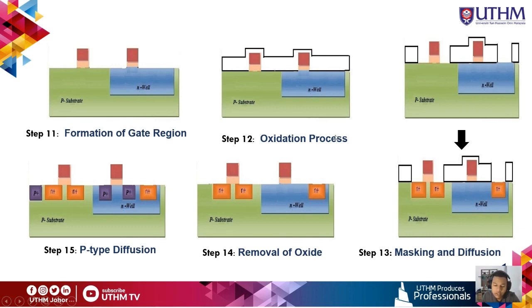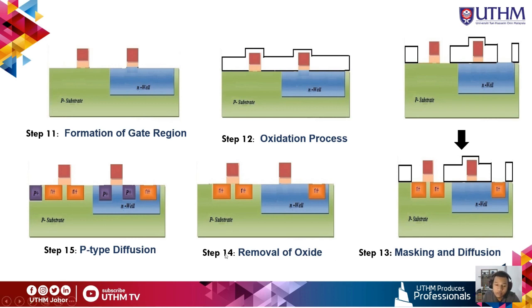Then for step 12, oxidation process. An oxidation layer is deposited over the wafer, which acts as the shield for the extra diffusion and metallization process. Then step 13, masking and diffusion. Creating regions for diffusion of N-type impurities using the masking process. Small gaps are made using the diffusion process. N+ regions are developed for the formation of terminals of NMOS.